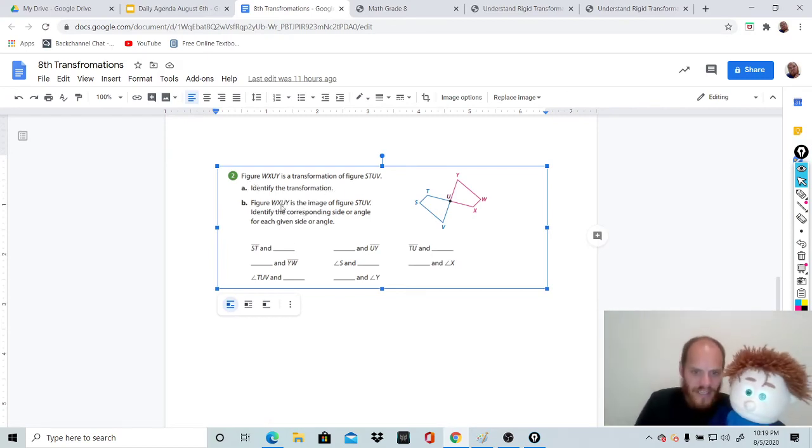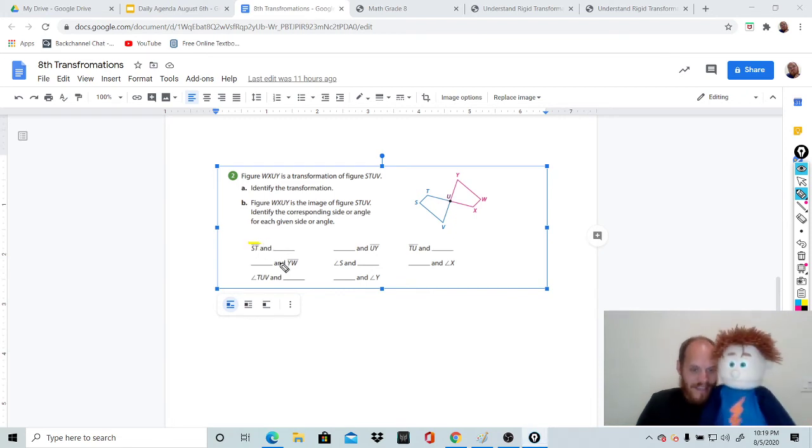Here's the part we need to look at now. It wants to know what would be the corresponding side or angle that goes with this. So this little line above here, that means ST, that line right there, that means side. When you get this little guy right here, it means angle. Oh, okay, that makes sense. Okay, so line ST goes with what? Keep in mind it's a rotation. Okay, so I rotated it.